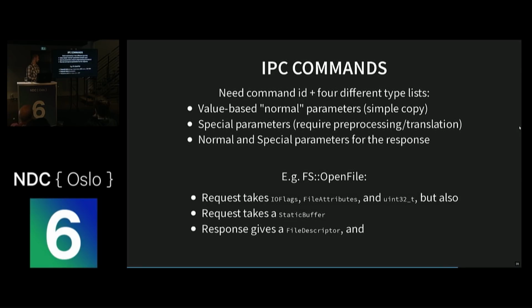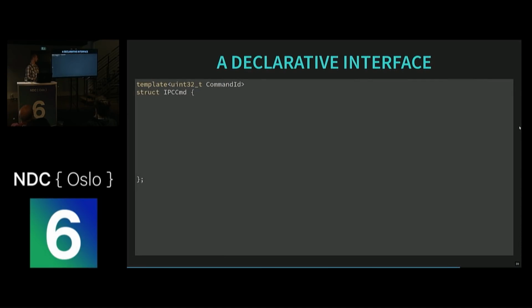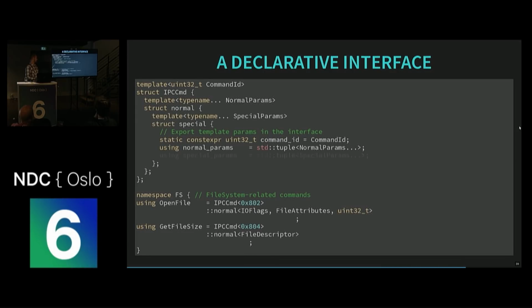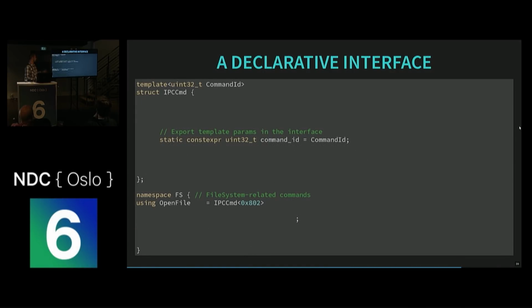Kind of rushing through this right now. Now the idea, how you would define these things, is basically you start with this template structure, and it gets just one parameter, which is the command ID, and just encodes that directly as a member, so externally it's visible again. And then your open file function becomes this.